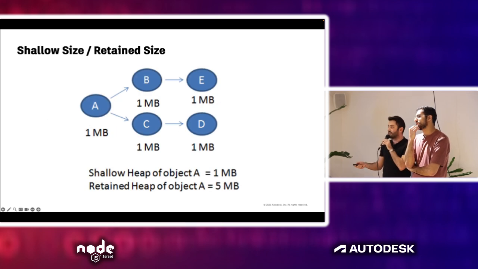So here's a nice example. In this example, the shallow size of object A is 1 megabyte. But the retained size of object A is 5 megabytes, because it references all these objects, and they can't be released unless A is released.